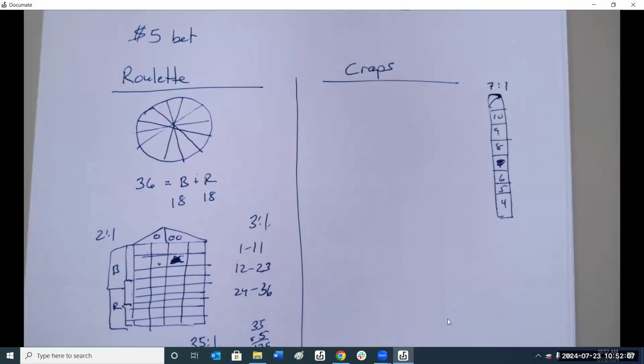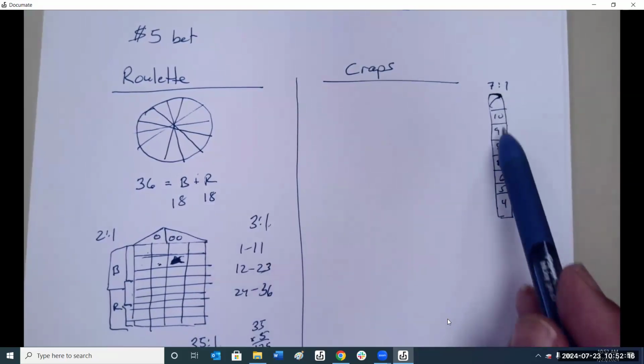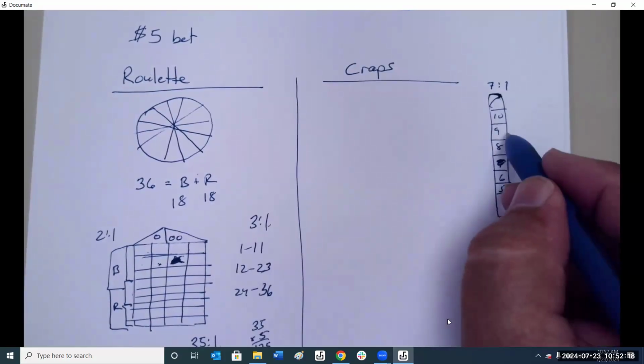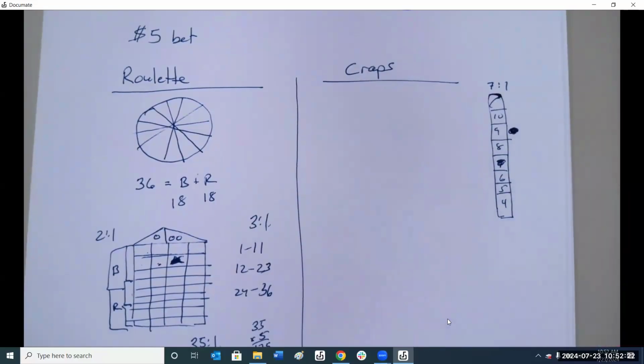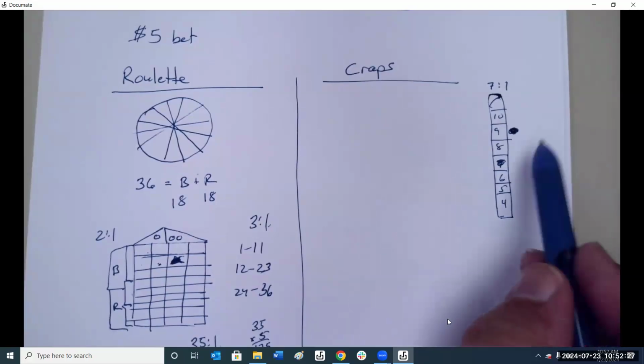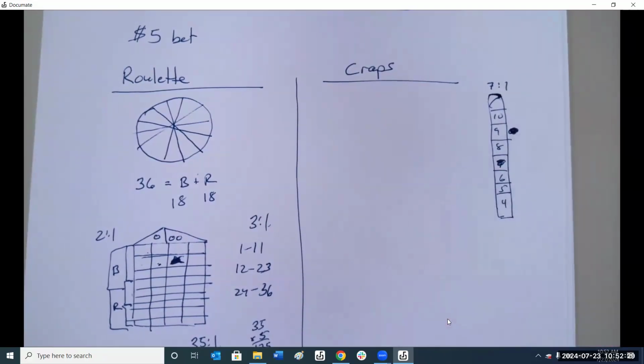You can bet on the first roll, which is called a come out roll. If you get a 7 or 11, you win. But if you don't, whatever number you roll becomes your point. Let's say you roll a 9. They'll put a marker there on the 9. What you're betting now in craps is that you're going to roll another 9 before you roll a 7.